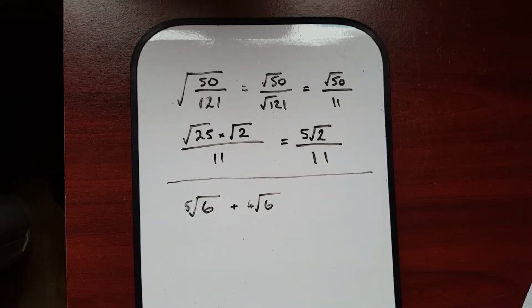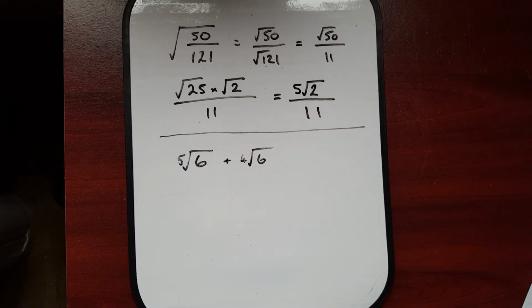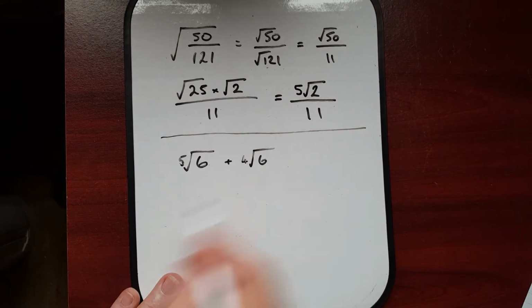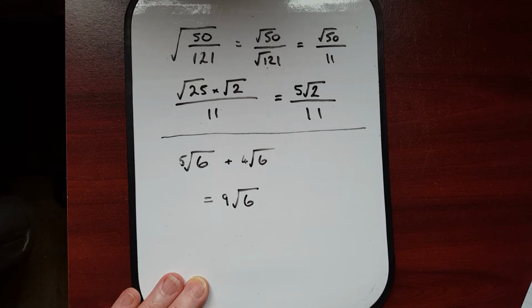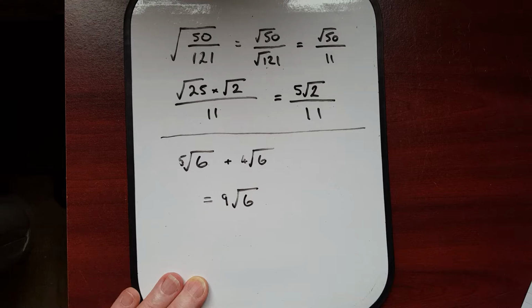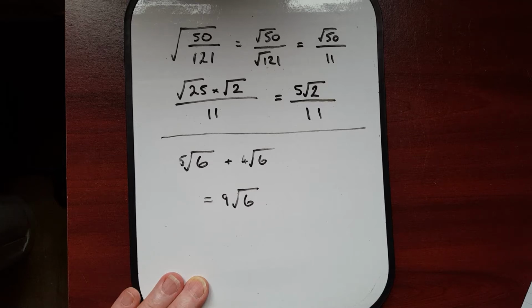The next question is an addition question, and it could also be a subtraction question, and it would work exactly the same. I'm only going to do one. This is incredibly straightforward to simplify. We've got 5 lots of the square root of 6 plus 4 lots of the square root of 6, and it's as easy as this. That adds up to 9 lots of the square root of 6. We're simply adding the numbers on the outside. If it had been 5 minus 4, then it would have been 1 lot of the square root of 6. So the addition and subtraction versions are extremely simple.